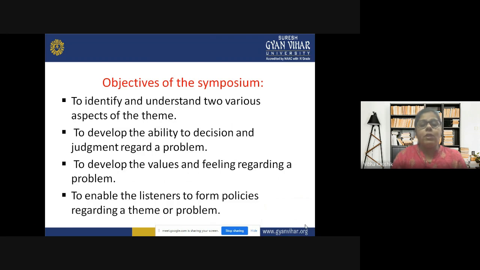To develop the values and feelings regarding a problem. With the help of the symposium, you will be able to develop the values and feelings regarding a particular problem. And to enable the listeners to form policies regarding a theme or a problem that has been discussed during the symposium.